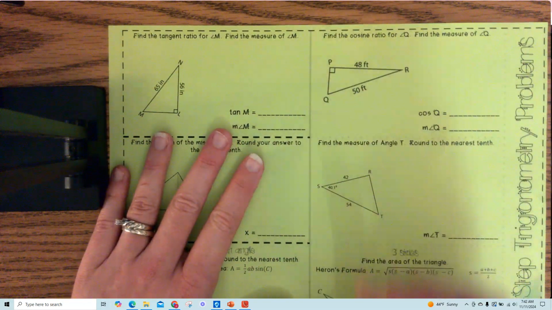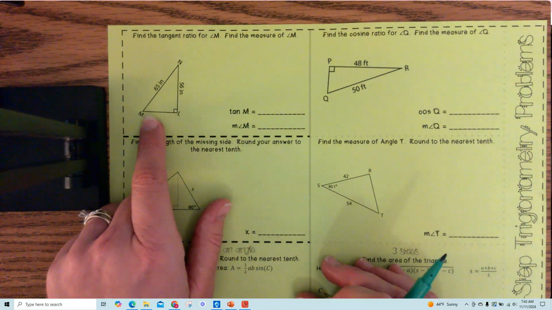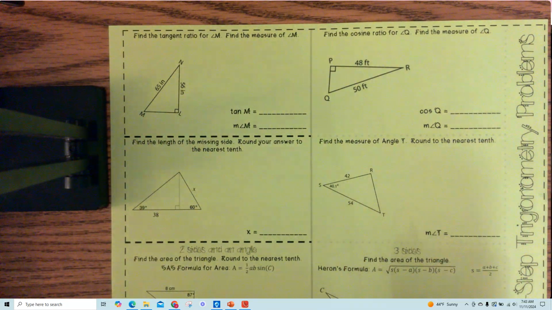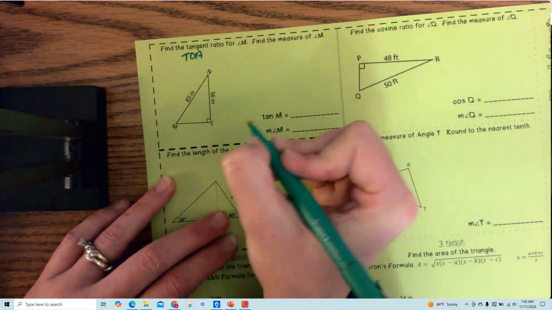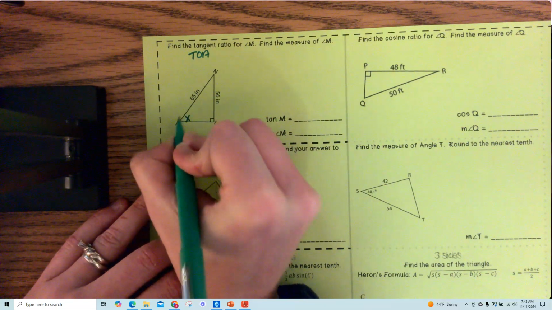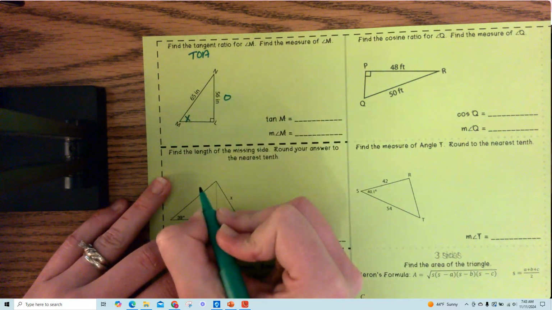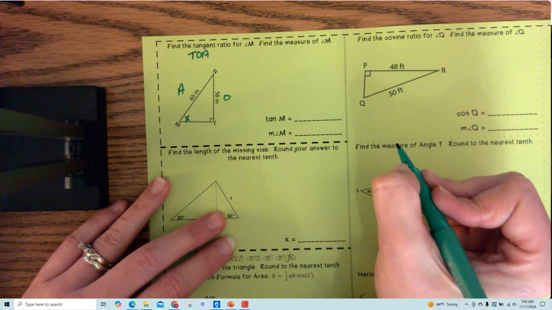It says find the tangent ratio for angle M, and then find the measure of angle M. So tangent is TOA, opposite and adjacent. So we're looking for angle M here. So the opposite side is that 56, the adjacent side is the 65.